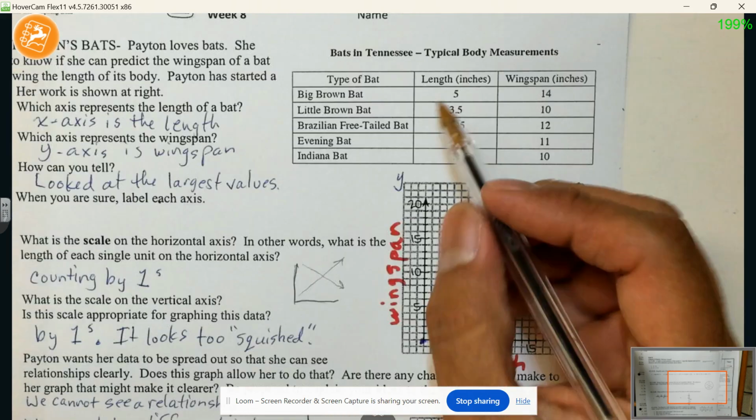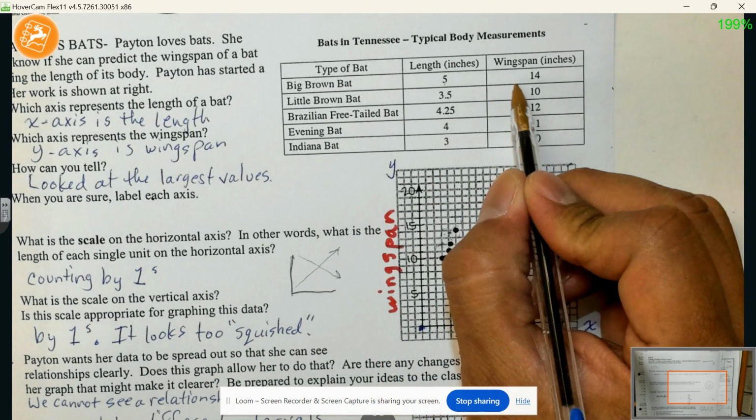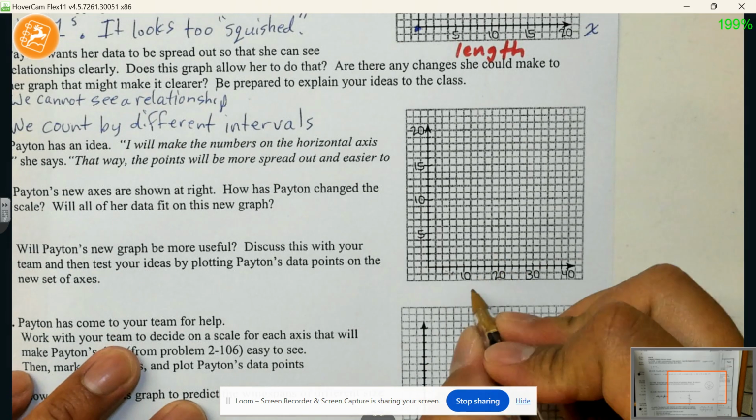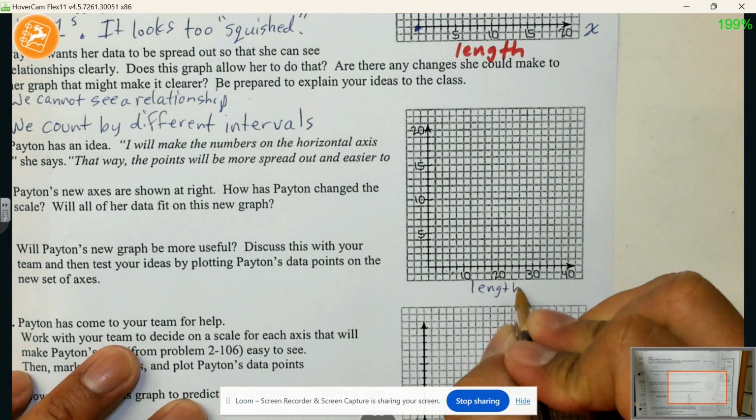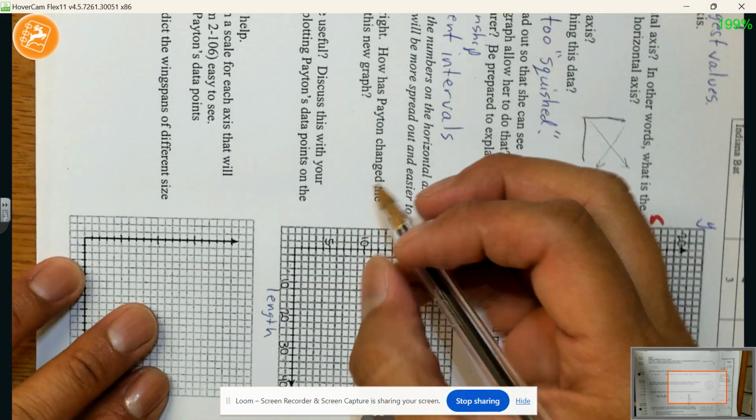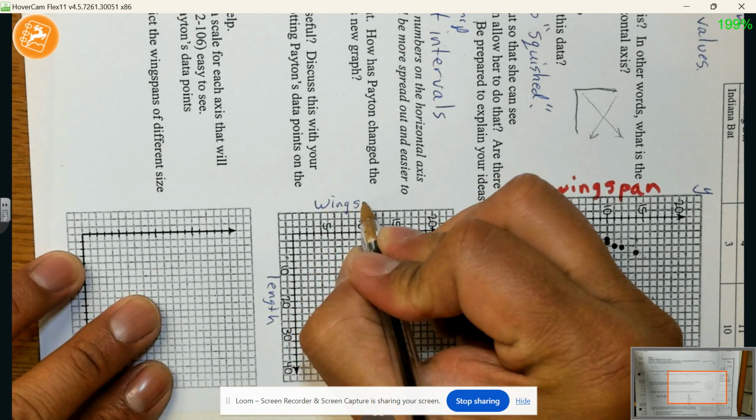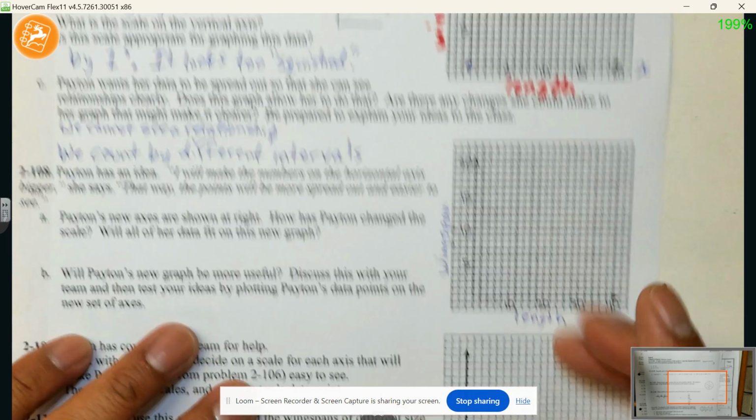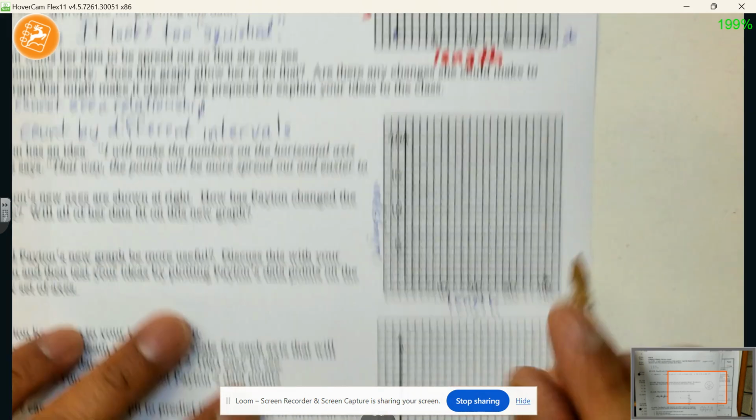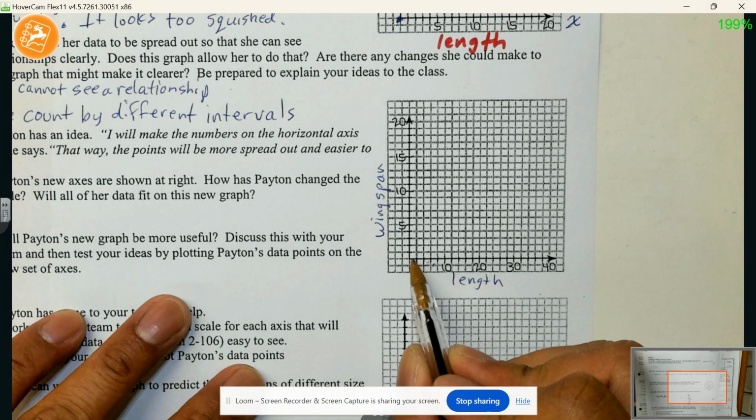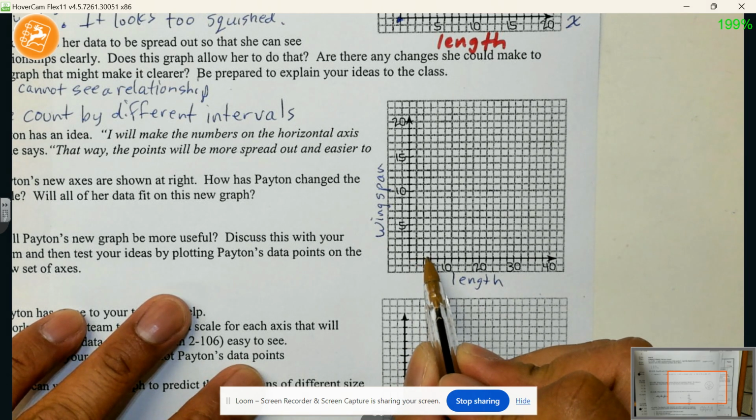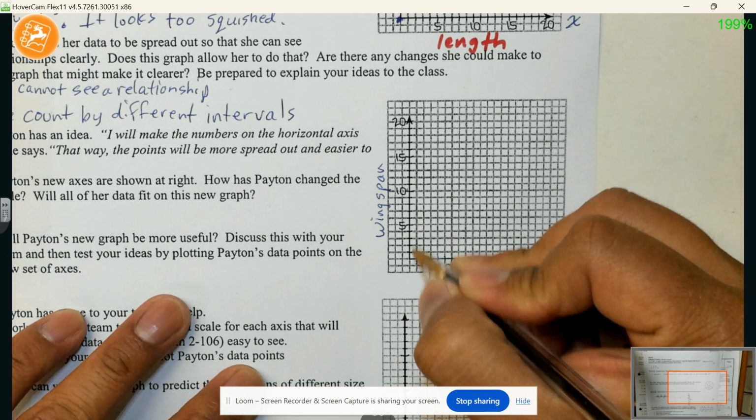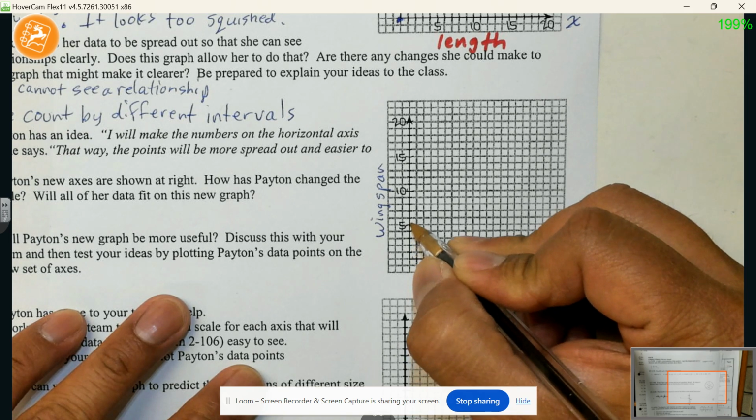So let's graph. So our first point, the big brown bat, we're going to go to 5, 14. Okay, so here's the length. Let's label those again to keep them together. And the wingspan is here. Okay, so by counting by a bigger number, let's see what it did. So 5, 14, the length is 5, and that'd be 2, 4, so that'd be here. And then the wingspan is 14. So here's 10. Actually, on the y-axis, it looks like she's still counting by ones.